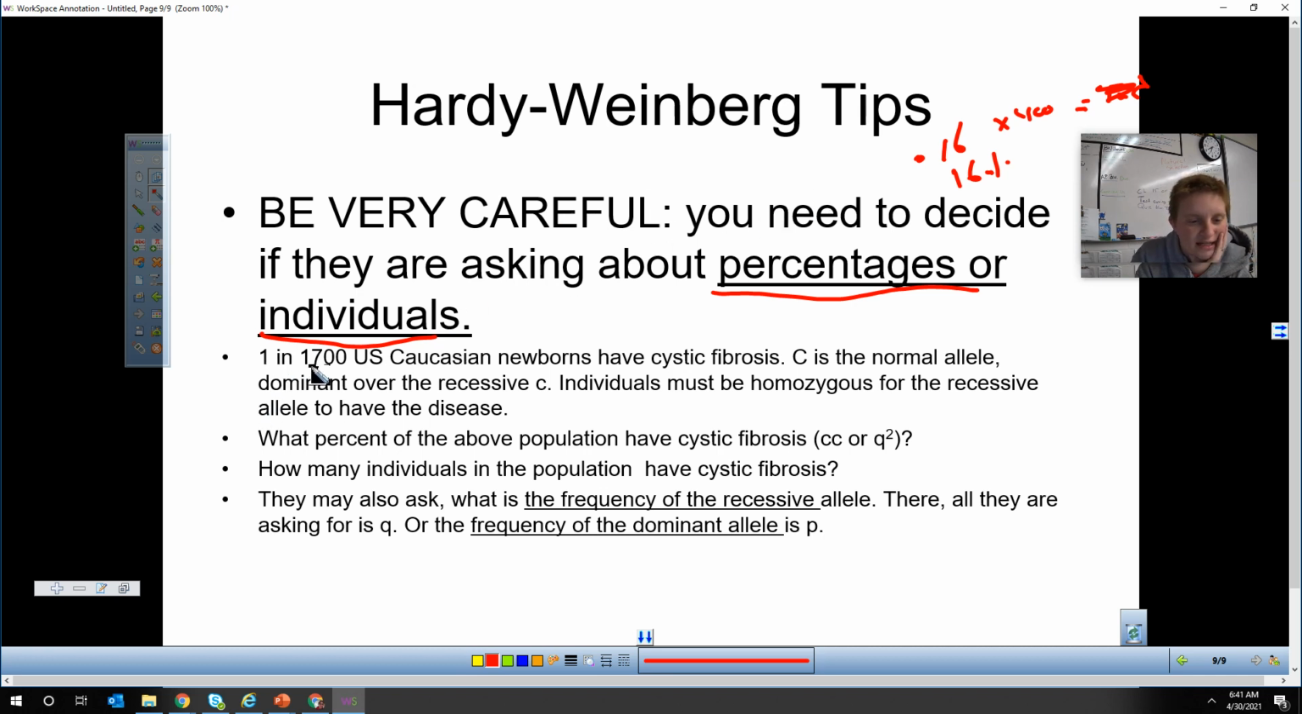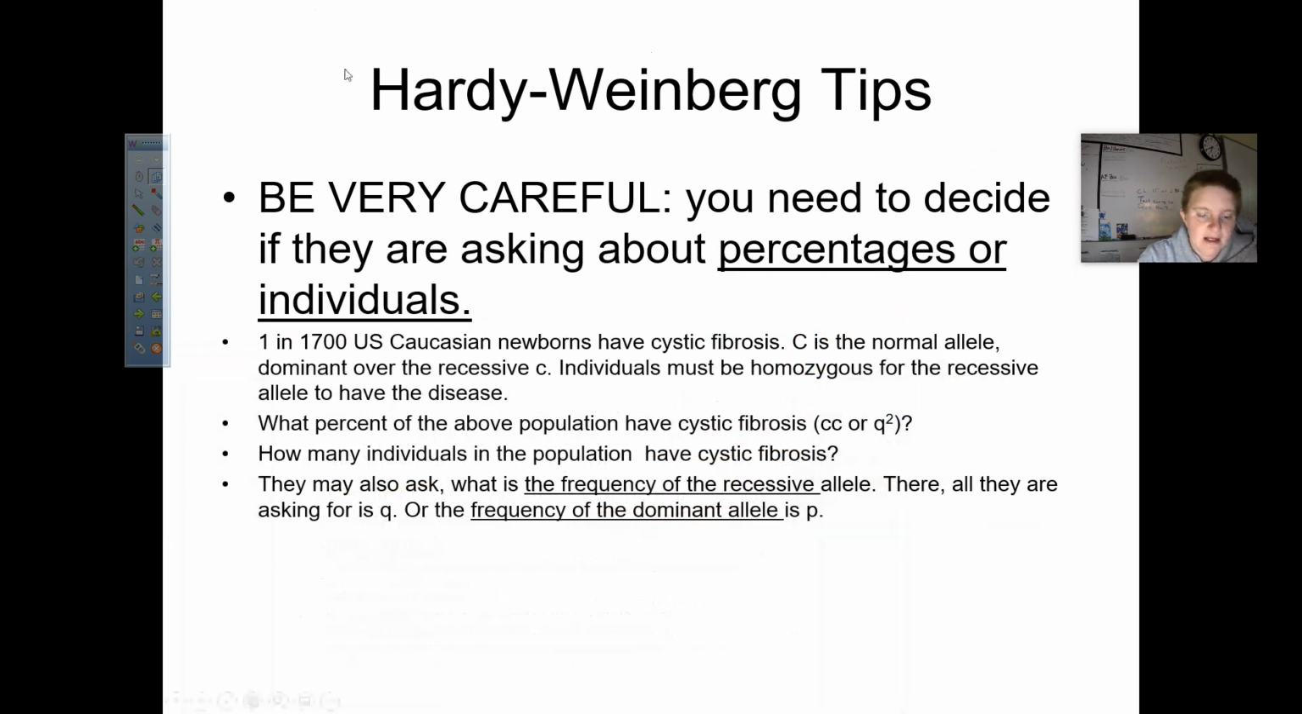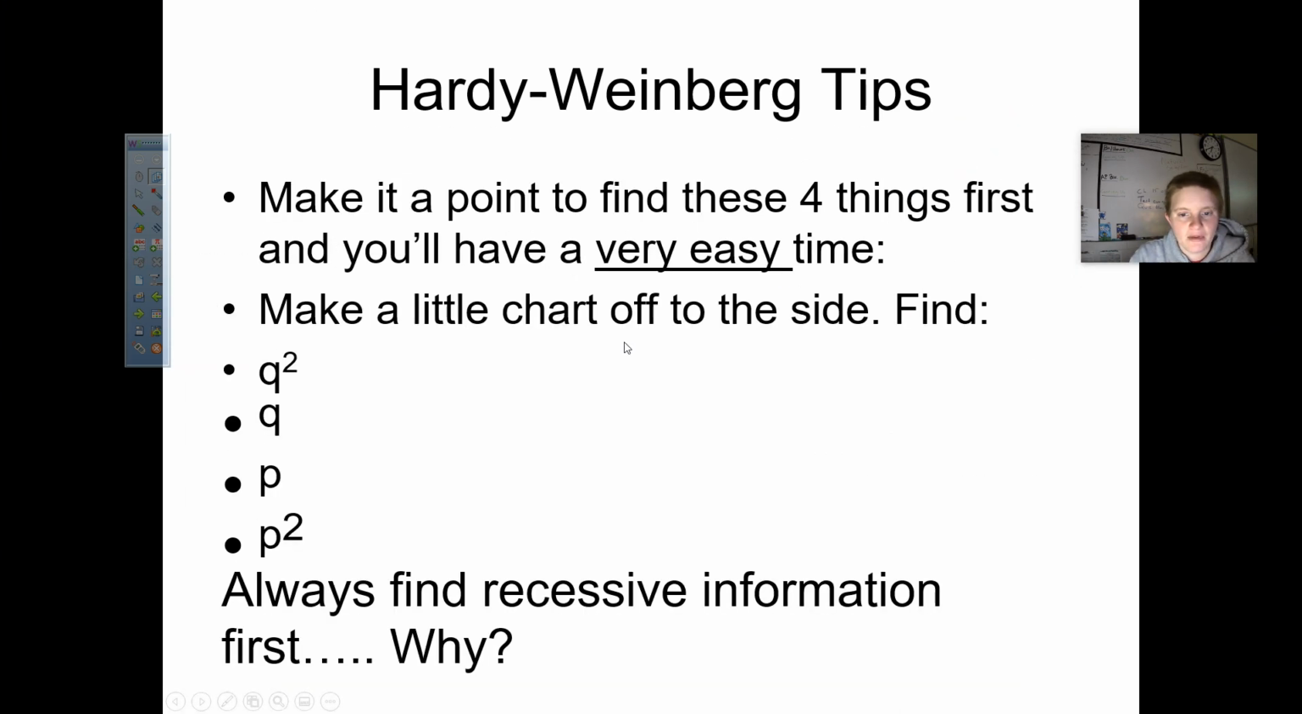Like here, 1 in 1,700 Caucasian newborns have cystic fibrosis. Big C is the normal allele, dominant over the recessive little c. Individuals must be homozygous recessive to have the disease. So it could ask what percent of the above population has cystic fibrosis. It could ask how many individuals have cystic fibrosis. Or they may ask what is the frequency of the recessive allele, and if that's the case, all they're asking for is q. Or the frequency of the dominant allele, where they're asking for p. So there's all kinds of things that they could ask for. So you'll want to make sure what they're looking for.